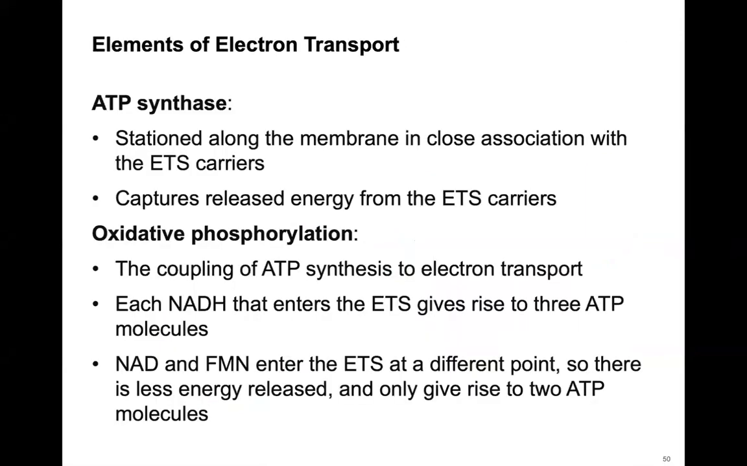Now, ATP synthase, this is stationed along the membrane in a close association with the electron transport system. ATP synthase will capture released energy from the electron transport system carriers. Oxidative phosphorylation is the coupling of ATP synthase to electron transport. Each NADH that enters into the electron transport system will give rise to approximately 3 ATP molecules. NADH and FADH enter the electron transport chain at different points, so there is less energy given to FADH molecules, and they will give rise to approximately 2 ATPs.